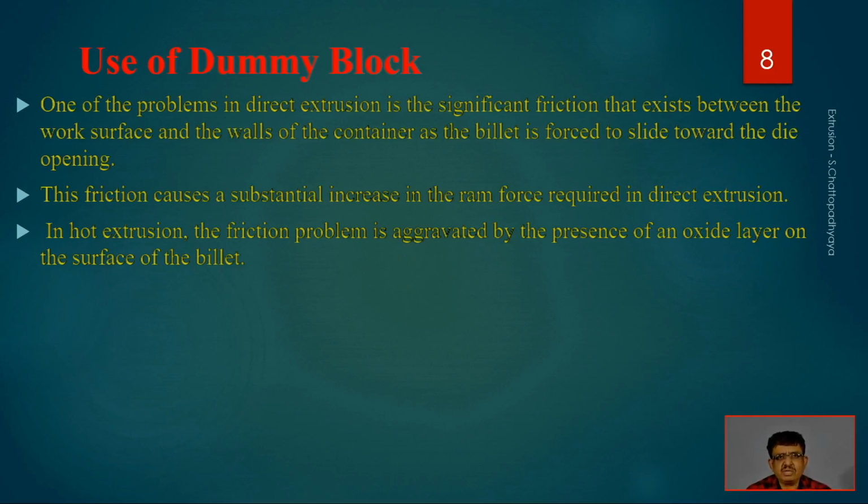And in hot extrusion, the friction problem is aggravated by the presence of oxide, because whenever hot extrusion is done, the material at the circumference has the possibility of oxide formation. These oxide layers on the surface of the billet are the culprit in increasing friction, and the entire process becomes not very smooth. So the dummy block solves this kind of problem.